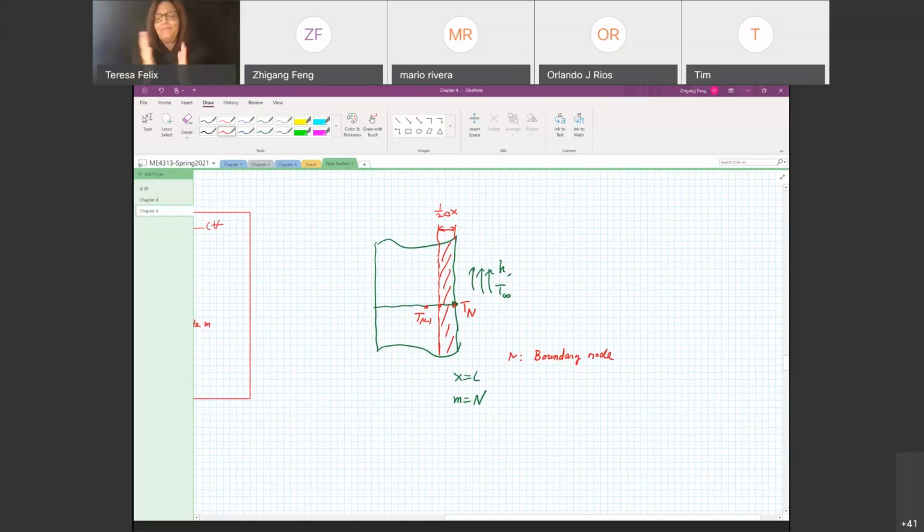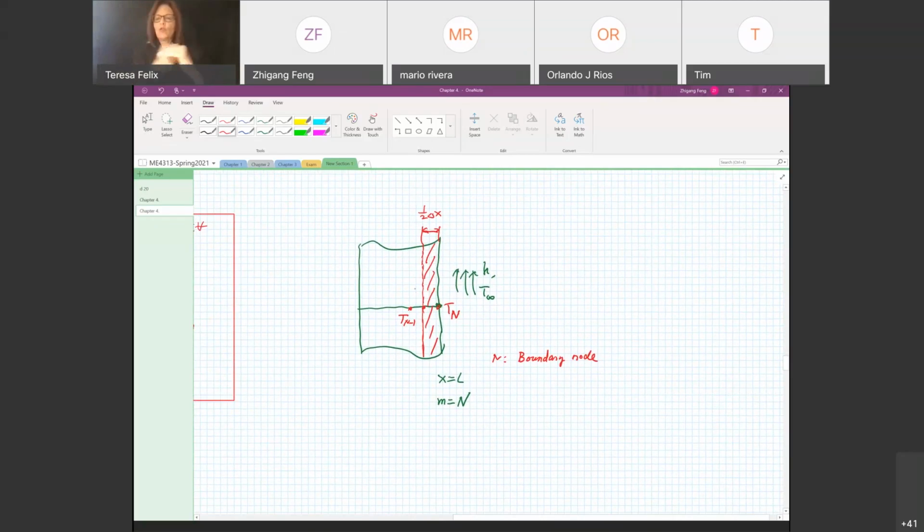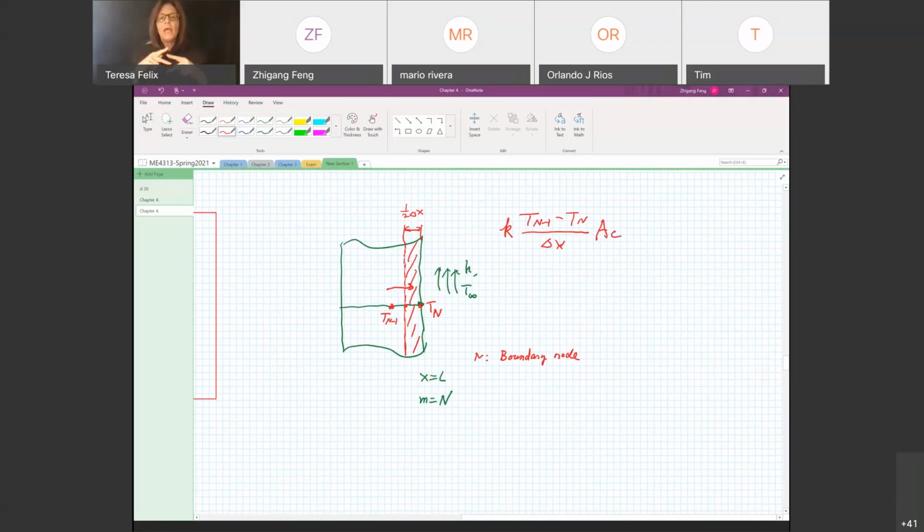Okay, so now let's look at the energy balance equation. So we have conduction entering the control volume by this amount: K times T sub n minus 1 minus T sub n divided by delta x. The distance between these two nodes remains delta x. So divide by delta x, multiply by the cross-section area A sub C.